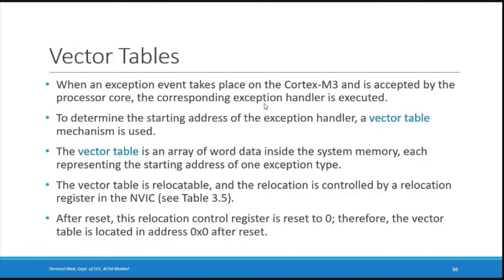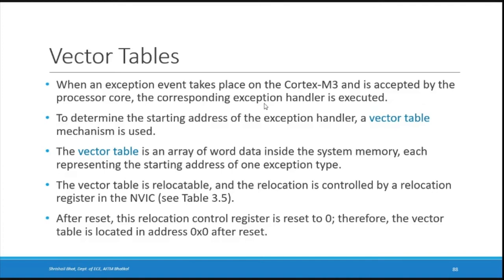So how do you find which interrupt service routine has to be executed? Where is its address? Its address is there in the vector table. To determine the starting address of the exception handler, a vector table mechanism is used. So what is that vector table? It is an array of word data inside the system memory, each representing the starting address of one exception type. Again, this vector table is relocatable, and the relocation is controlled by a relocation register, which is there in NVIC. That means the table can be relocated to different memory addresses.